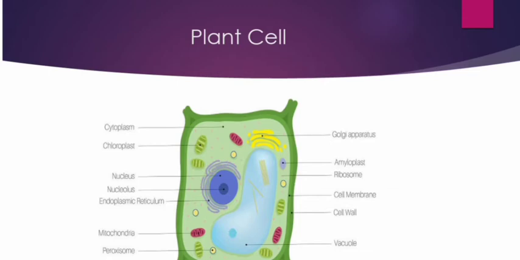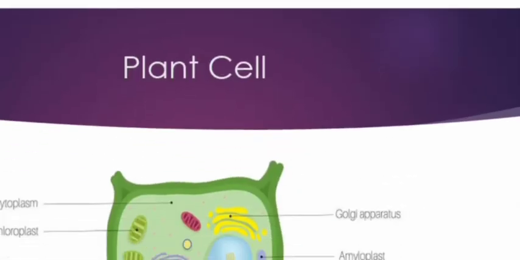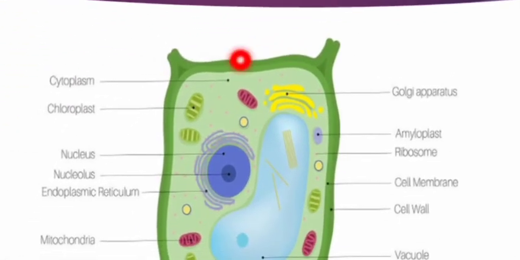Next I am going to explain the plant cell. The plant cell has various parts: the cytoplasm, chloroplast, ribosomes, nucleus, nucleolus, endoplasmic reticulum, mitochondria and Golgi apparatus. These are the other components, the organelles. The plasma membrane has a porous structure because it allows the movement of substances or materials both inward and outward.